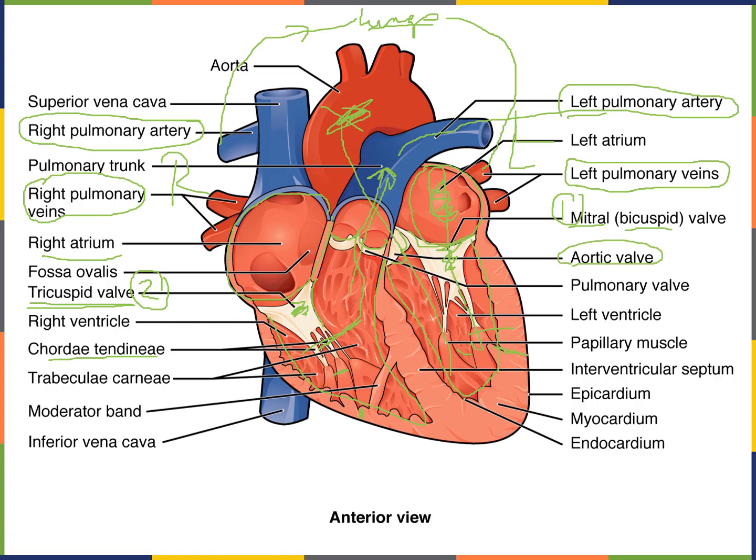This one here is at the base of the pulmonary trunk, and that's called the pulmonary semilunar valve. So those are the 4 valves. Valves help to regulate blood flow, as we will see.